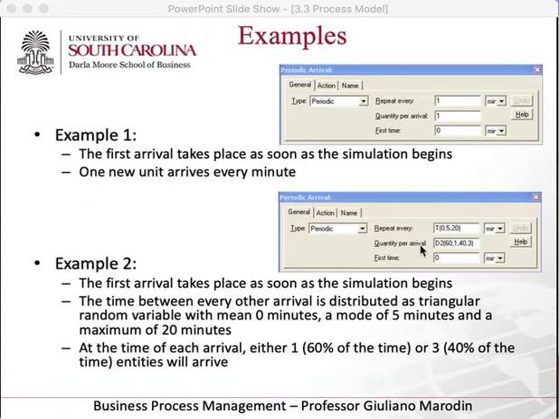And the quantity for arrival, I determined it to be 1 or 3. So there is a 60% chance that every time something arrives, it's 1 at a time. There is a 40% chance of arriving 3 at the same time, right? So that's the user defined here, okay? And it will start at 1. So that's basically what I'm saying in this example.